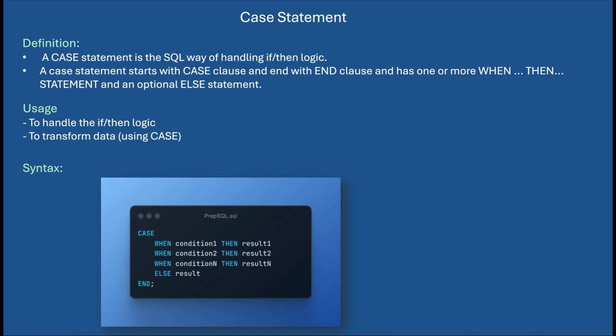Our syntax of a case statement looks like this: it starts with case, at the end it will be end, and within those, it will be when condition 1, then result 1, when condition 2, then result 2, and an optional else statement, and so on, as shown in the picture above.